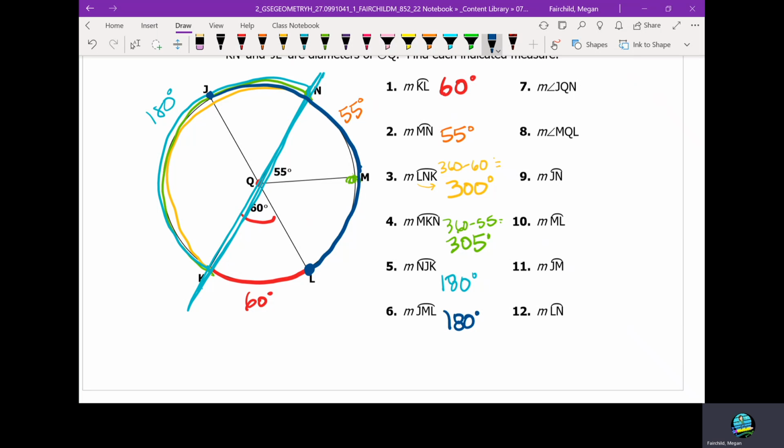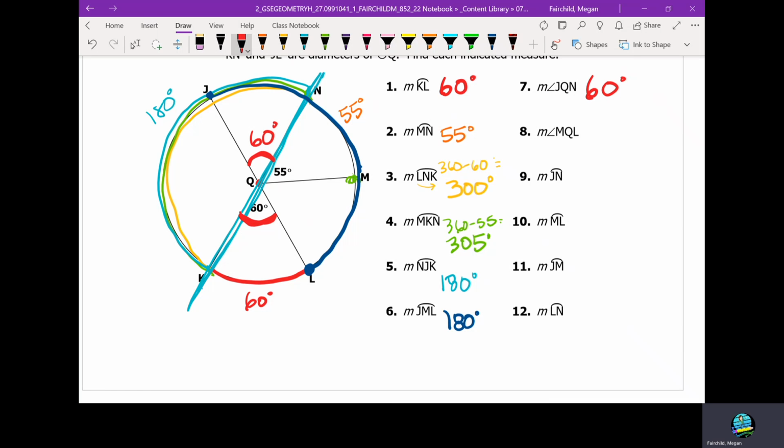All right, next row has got some angles happening now. We're looking for angle JQN. JQN is right here, which is vertical to this one, so it should be equal in measure. It should be 60 degrees.